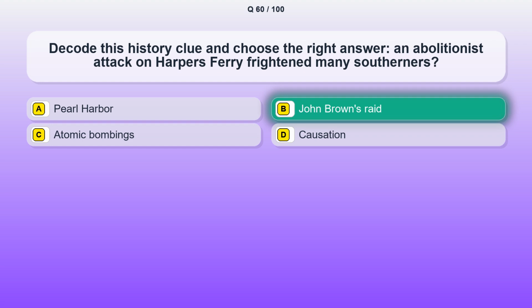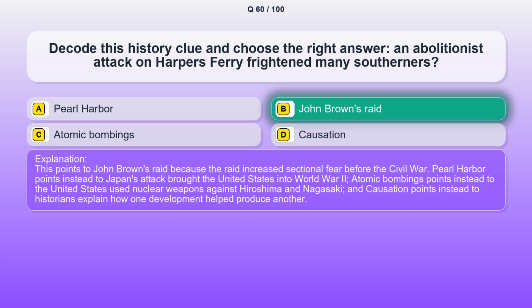The correct answer is option B, John Brown's raid. This points to John Brown's raid because the raid increased sectional fear before the Civil War. Pearl Harbor points instead to Japan's attack brought the United States into World War II. Atomic bombings points instead to the United States used nuclear weapons against Hiroshima and Nagasaki, and causation points instead to historians explain how one development helped produce another.